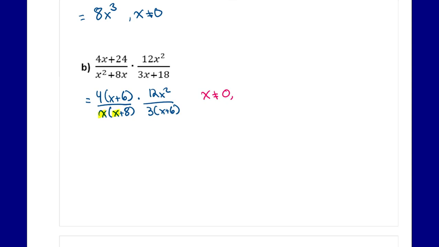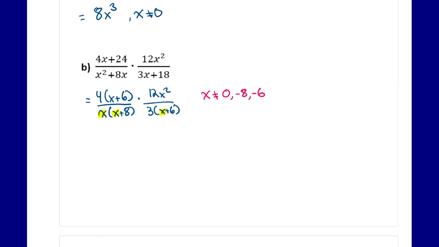The next one, x plus 8. All right, x plus 8 can't equal 0, so that means x cannot equal negative 8. Good, that's another restriction. And on the other fraction, x plus 6. Okay, x plus 6 can't equal 0, so x can't equal negative 6. So those are my 3 restrictions right now.